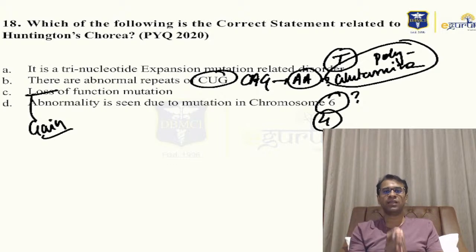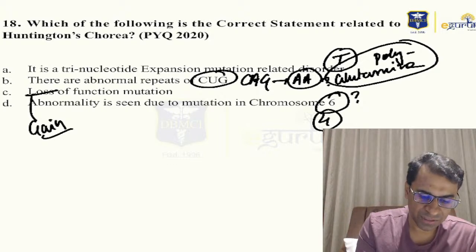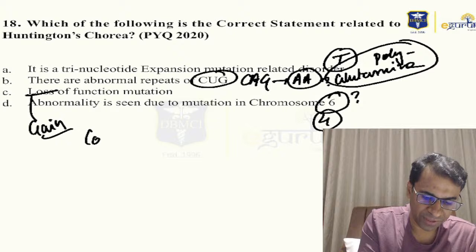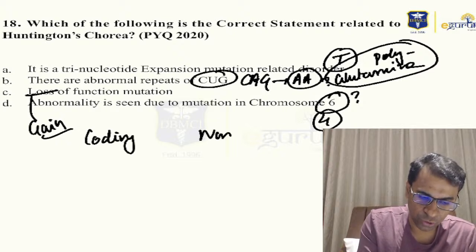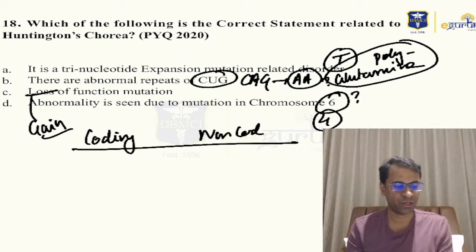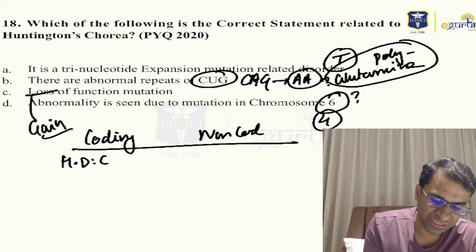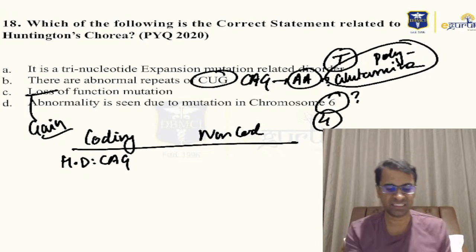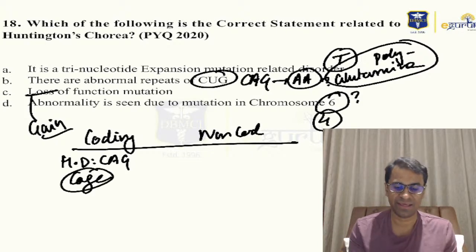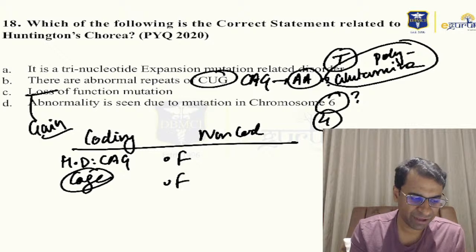So what are the other trinucleotide repeats? It can be seen in the coding region and in the non-coding region. In the coding region, it is Huntington disease, CAG. How to remember? CAG is a cage. Animal in a cage. And in the non-coding region, F and M.